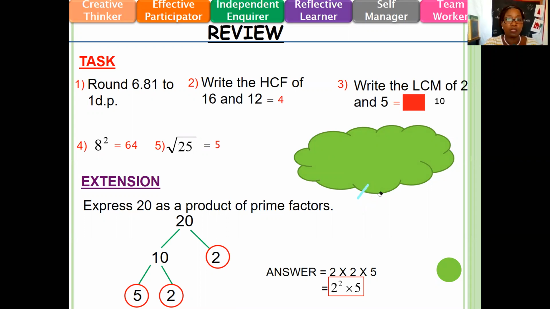All righty. So the first thing you need to figure out is, well, what is 1 decimal place? 1 decimal place is literally 1 digit behind the decimal point. So 6.81, which digit is going to be the first one behind the decimal point? 8. So 8 is the digit that is on the stage. That is 1 decimal place right there.